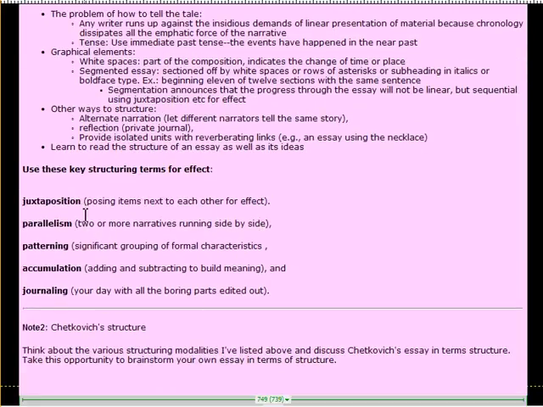Okay, these are the other kinds of structuring motifs you should pay attention to: juxtaposition, parallelism, patterning, accumulation, and journaling. Take a look at that. So think about the various structuring modalities I've listed above and discuss Tchaikovich's essay in terms of structure. Take the opportunity to brainstorm your own essay in terms of structure.